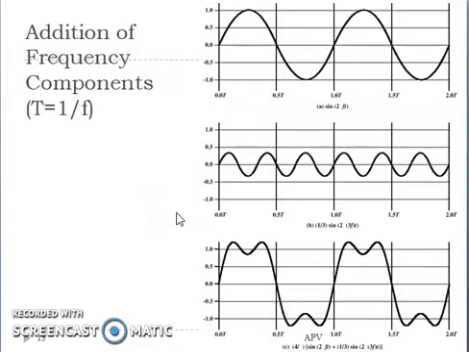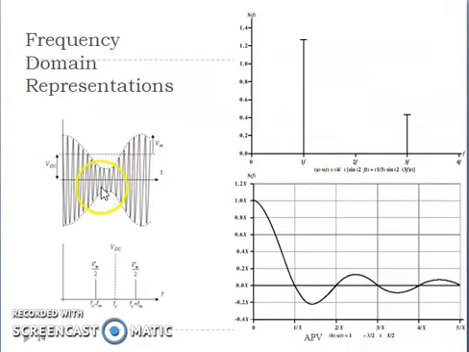So this is a simple addition of frequency components. Two frequency components are there. Signal representations are given. When we add these two frequency components, we will get a waveform like this. It is a composite signal with these two frequency components. This is the frequency domain representation. Remember, a signal is made up of multiple frequency components.